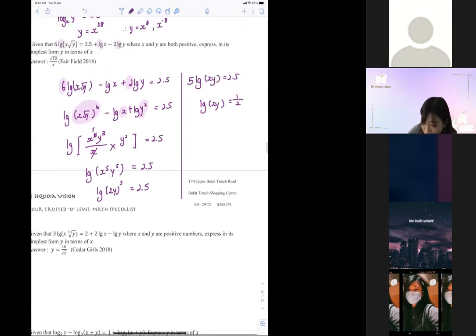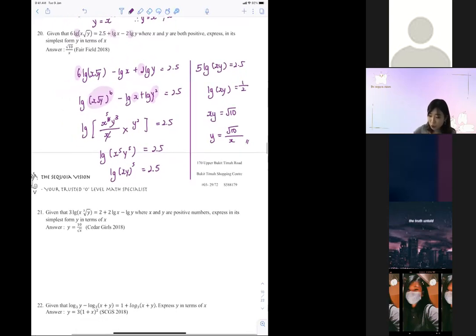2.5 divided by 5 is half. Okay, and slowly we want to make y the subject. So the log we don't want already. Log base is 10, so you got 10 to the power of half, which is square root 10. y is square root 10 over x. Okay, that's it.